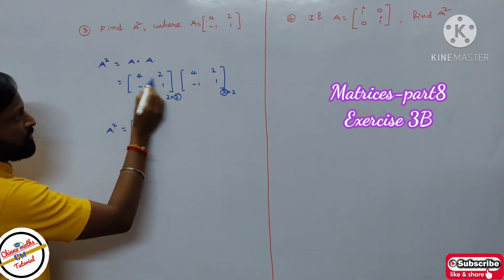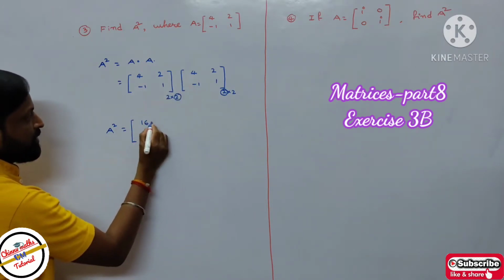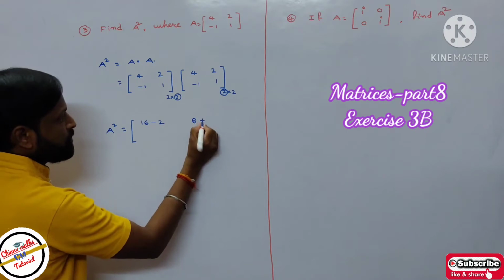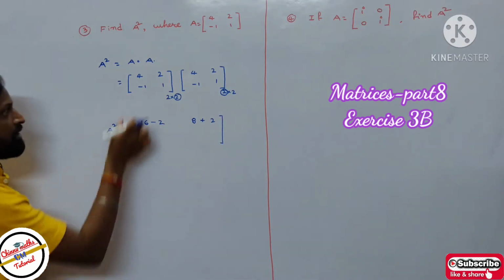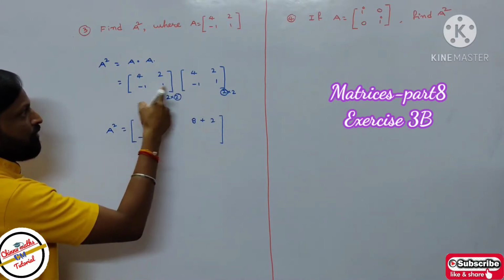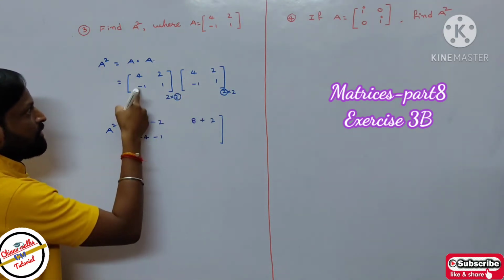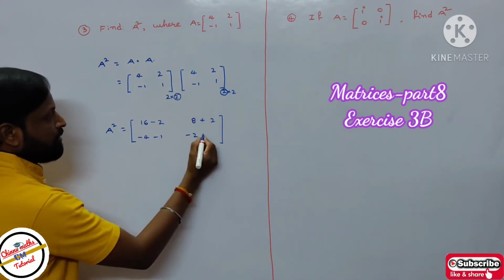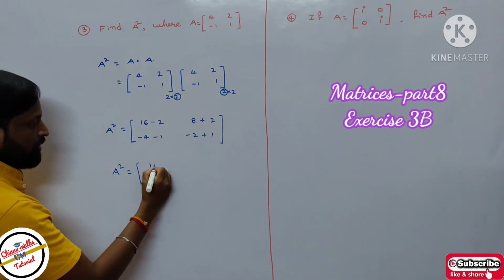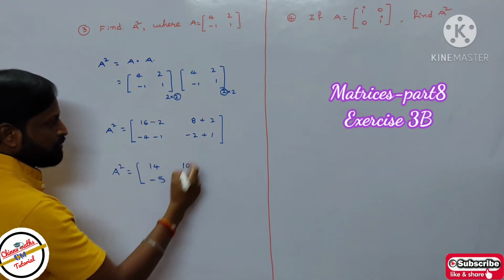First row and first column: 4 into 4, 16, then 2 into minus 1, minus 2. First row and second column: 4 into 2, 8, plus 2 into 1, again 2. Similarly, second row and first column: minus 1 into 4, minus 4, 1 into minus 1, again minus 1. Next, second row and second column: minus 1 into 2, minus 2, plus 1 into 1. So A square equals 16 minus 2, 14; 8 plus 2, 10; minus 4 minus 1, minus 5; minus 2 plus 1, minus 1.